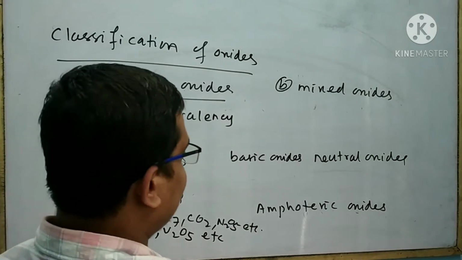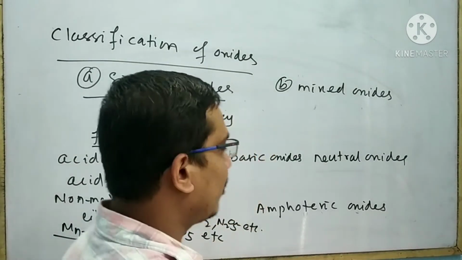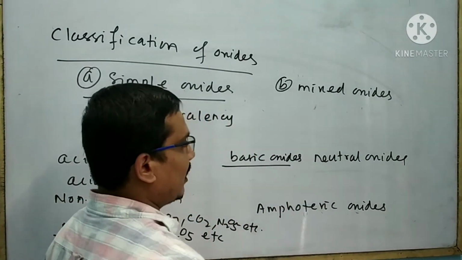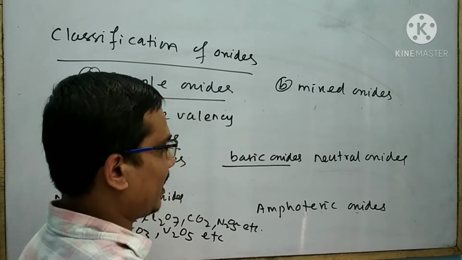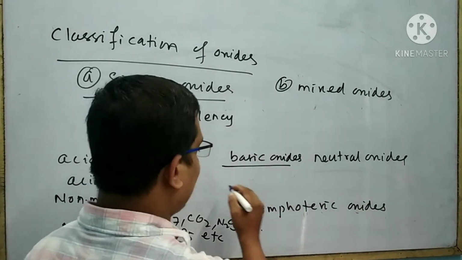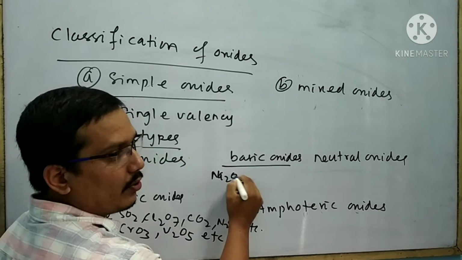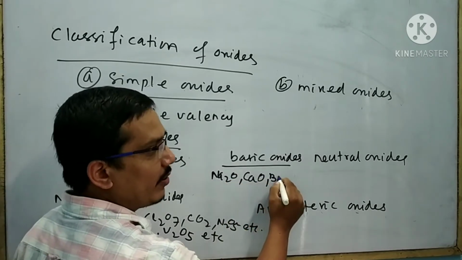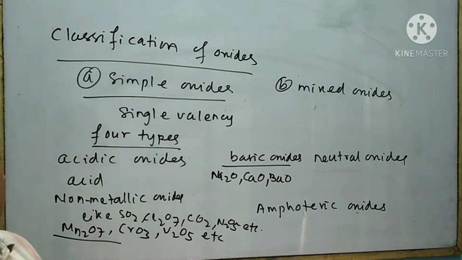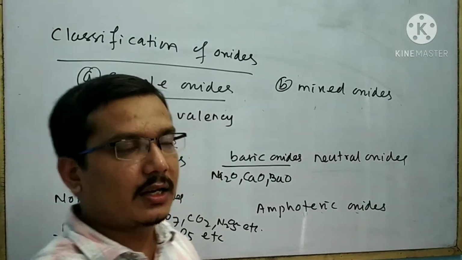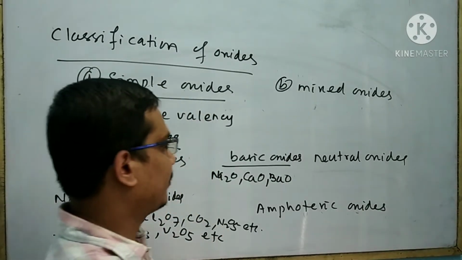Similarly, the oxides which dissolve in water to produce a base are called basic oxides. The examples of basic oxides are Na2O, CaO, BaO. Usually, metal oxides are basic in nature.